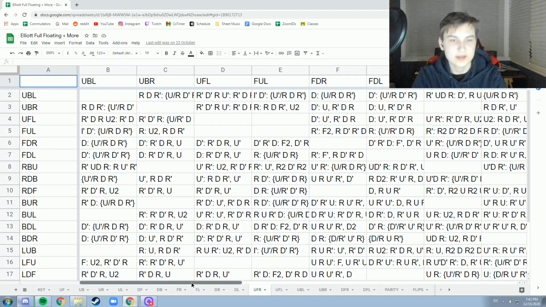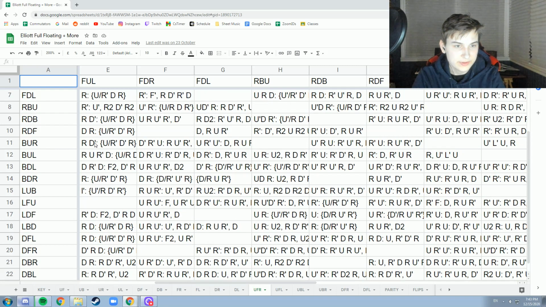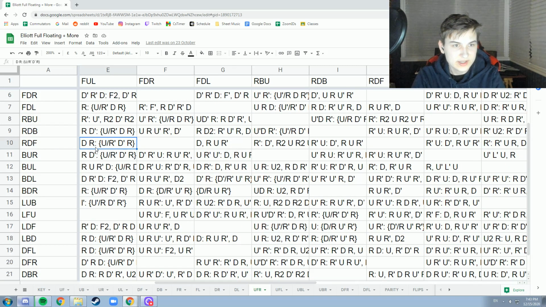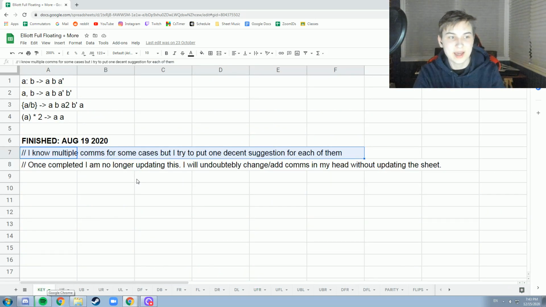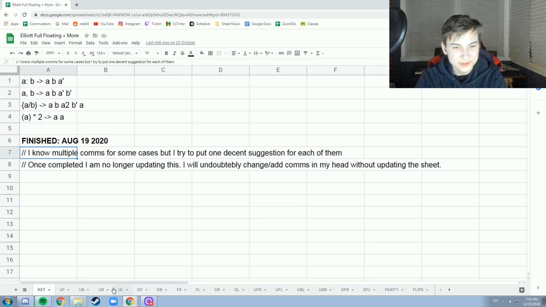What I mean by this is if I go to UFR, FUL, this is a good example, RDF, I put DR and then whatever the 9 mover notation. Sometimes I use D prime R, sometimes I do L wide prime. So I do that usually based on where my ring finger is, but also if it's at the end of the solve, I'll usually do L wide prime, because I don't have to regrip back to the start. So keep this in mind. This isn't verbatim what I use. I don't know if that's the right use of verbatim, but anyway, that's it for that.